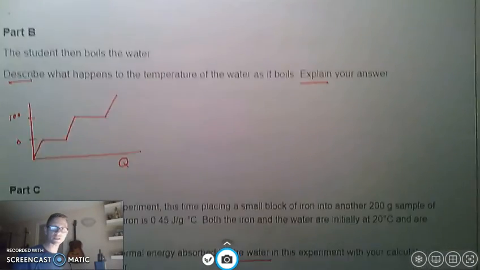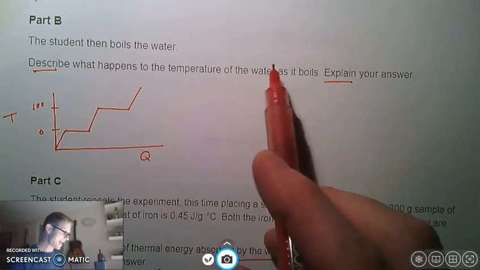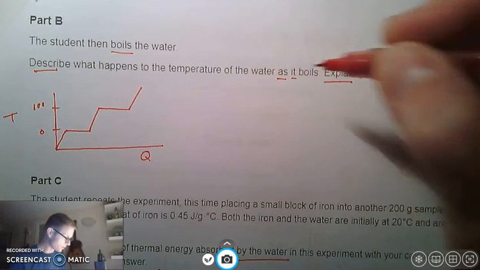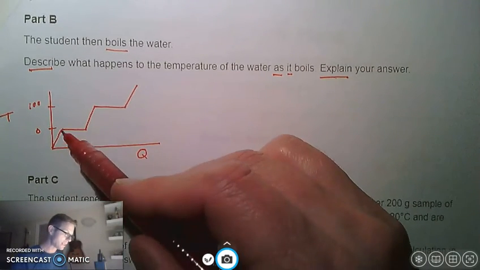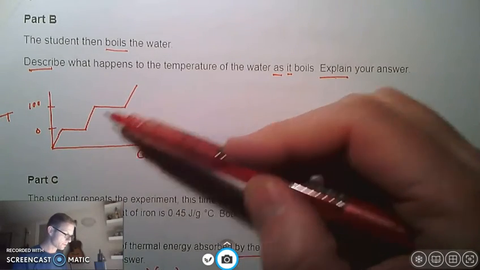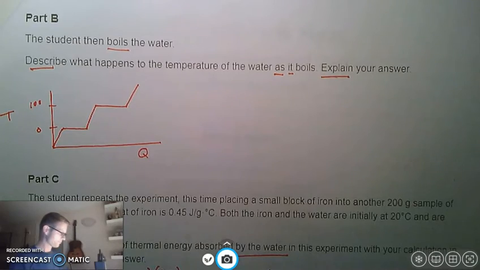All right, I'm going to explain this. You put this in your words. Listen closely. It says, what happens to the temperature of the water as it boils? The student is boiling. As it boils. Not before, not after. Okay, well, let's go through this. This is solid ice. This is water. This is steam. There's these two in between.